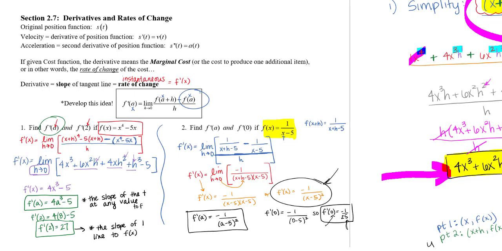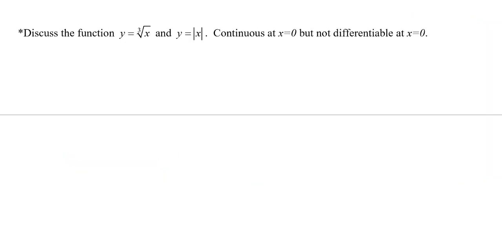So let's take a look at a couple graphs and see why we might be continuous at certain points but not have differentiability or not have the ability to differentiate or find a derivative there. Okay, so for now I'm going to give you two examples here. Y equals the cube root of x. So let me see if I can draw this. Something like so. Again, it's not perfect, but it'll get the job done.